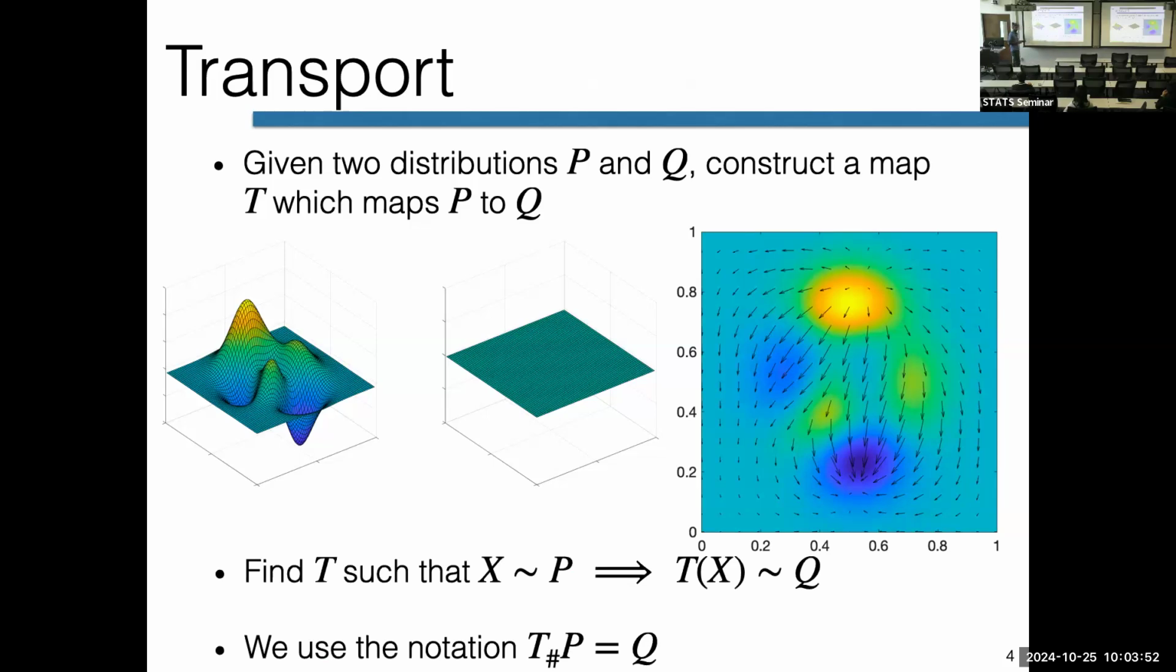Maybe slightly more formally, a transport map is something which, if I give you a sample from P and I pass it through this transport map T, then I will obtain a sample from the distribution Q. So I would like you to construct a map T that has this property: if I give it as input something which has distribution P, it will produce as output something which has distribution Q. Throughout, we'll use this standard notation to denote such maps. The map T pushes forward the distribution P onto the distribution Q. Everyone okay so far?